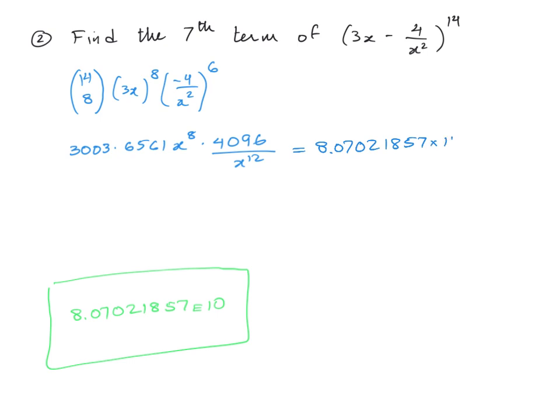8.07021857 times 10 to the 10. And then when I think about the x's, x to the 8th over x to the 12th, so it's all over x to the 4th. So that is the 7th term of this expansion. Now let's hope that we don't get too many of these where we have to do rounding, because I'm not really happy that I had to round this because it had to give it to me in scientific notation. But it is what it is.